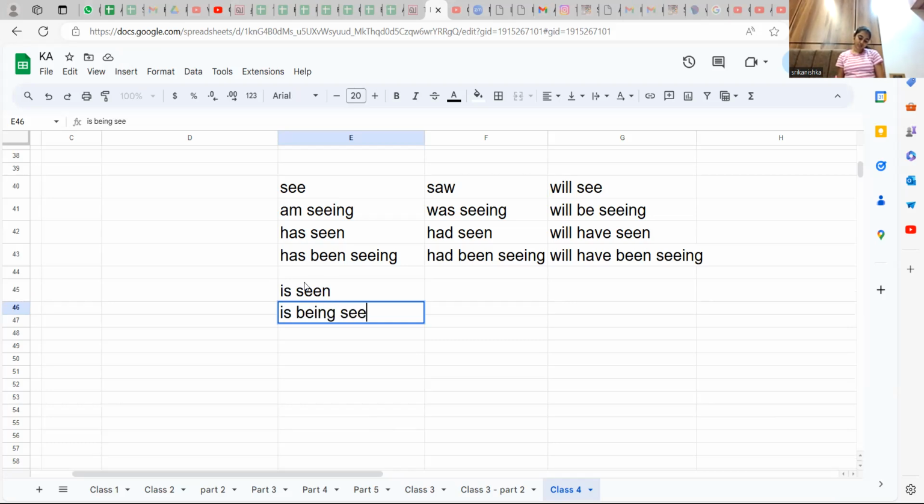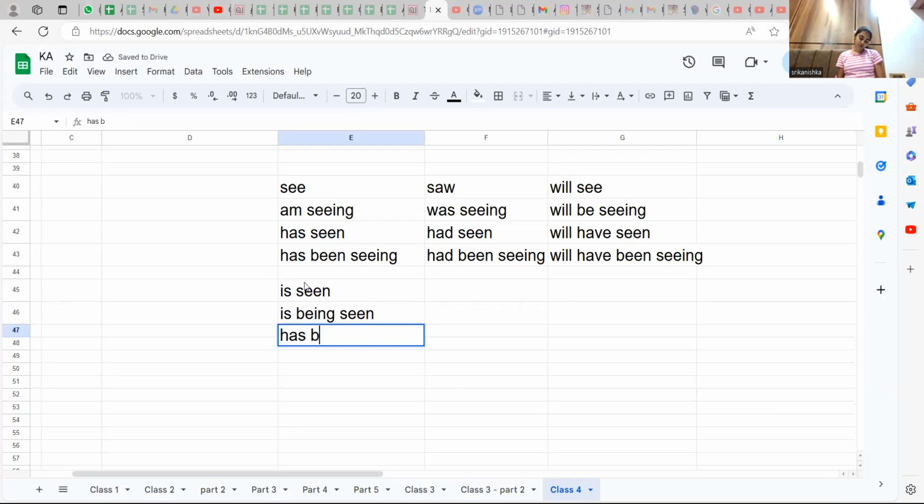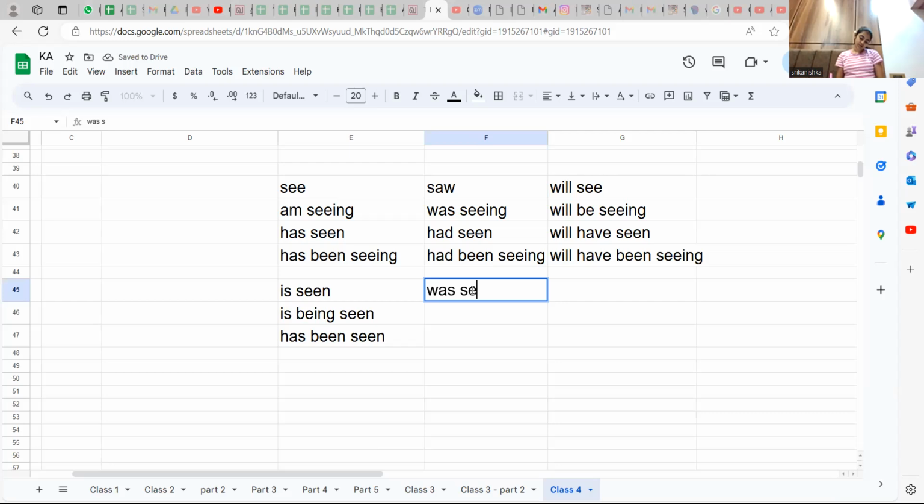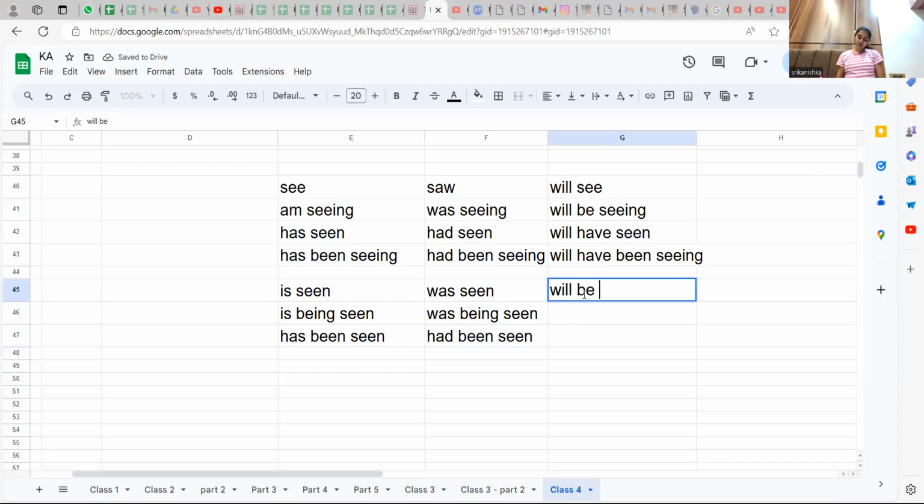Is being seen. Has been seen. Has been seen. So you have to be very clear about this. Was seen. Was being seen. Had been seen. Will be seen. So this one you have to be careful. Will have been seen. So look at that. Will have seen is something different here, which is 11. Number 20 is will have been seen.